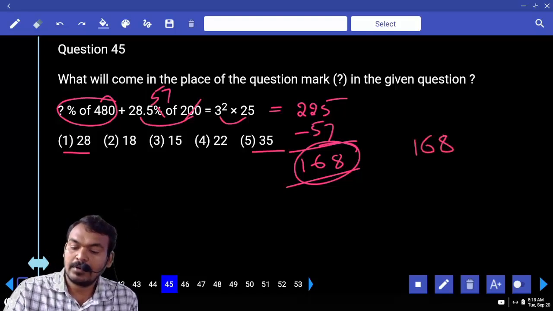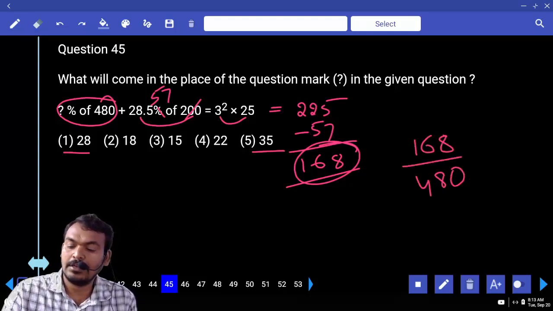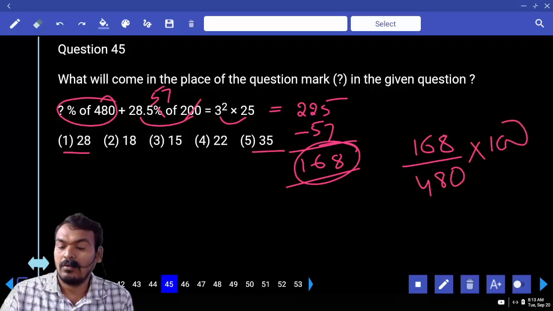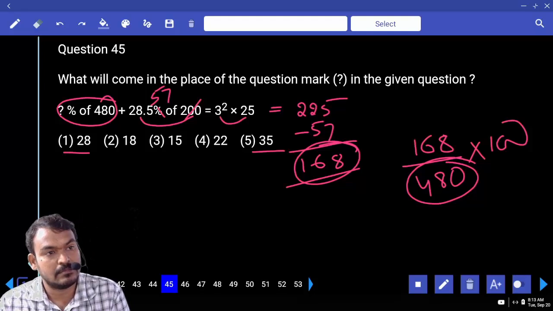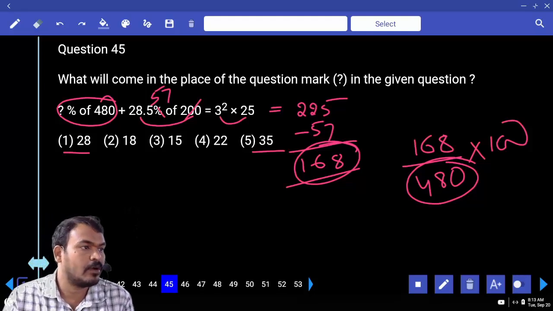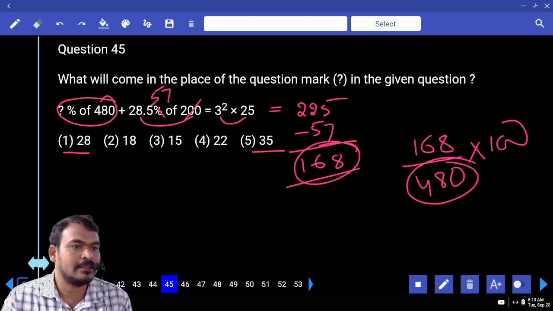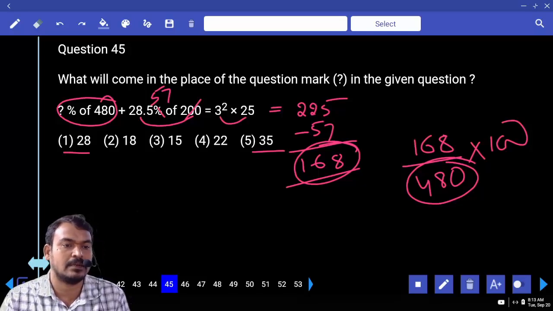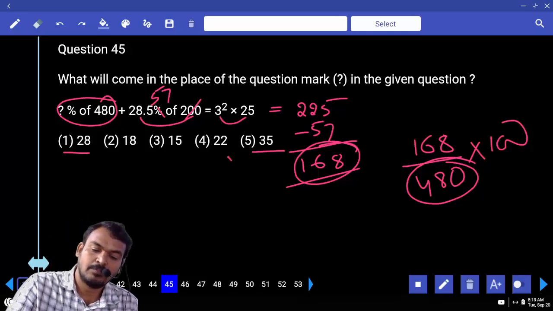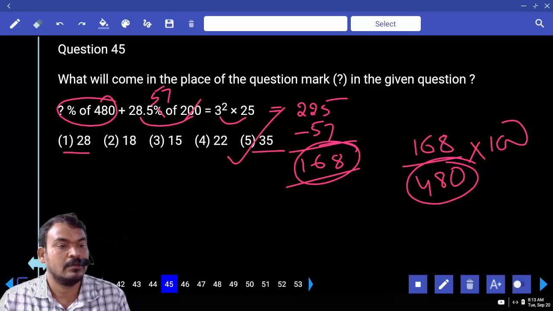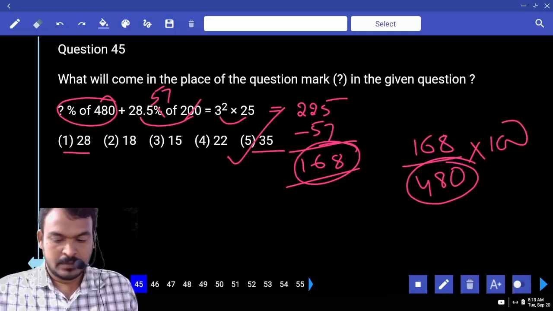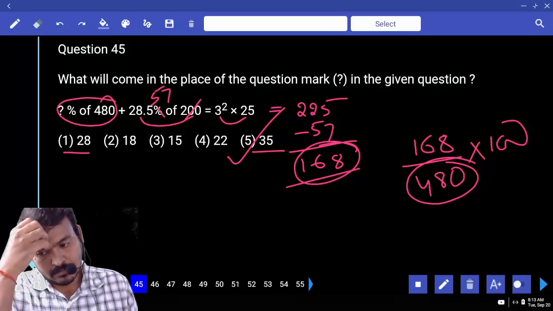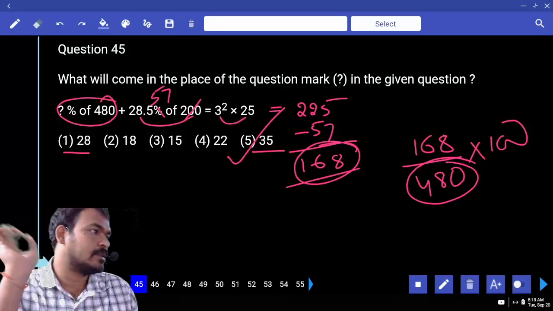168 is what percent of which one? 480 into 100 or not? What is the 10% of 480? 48. 30%? 144 or not? The answer must be more than 30% or less than 30%? More than 30%. Then obviously fifth one or first one? Fifth one. I think it is by half into 100 concept or not?